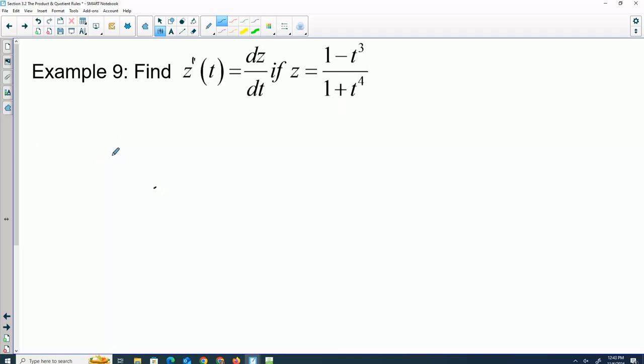So what rule are we going to have to do? Low d high minus high d low over low squared. Okay, quotient rule. We're dividing. So low squared, low, so that's the bottom. D high. What is the derivative of 1 minus t cubed? Negative 3t squared. Minus high, d low. What is the derivative of 1 plus t to the 4th? 4t to the 3rd.